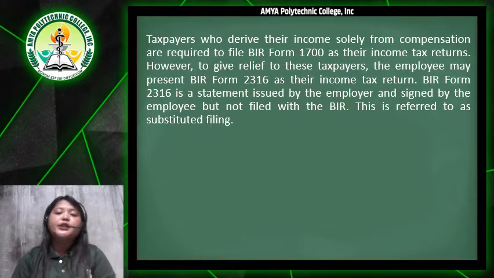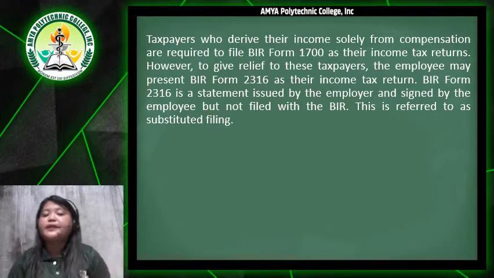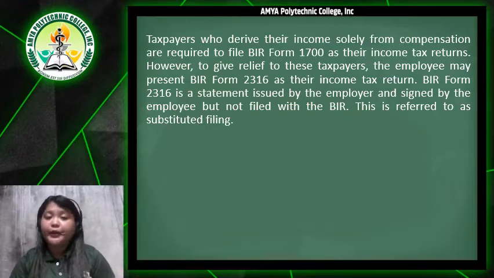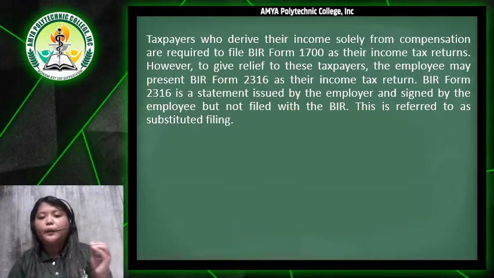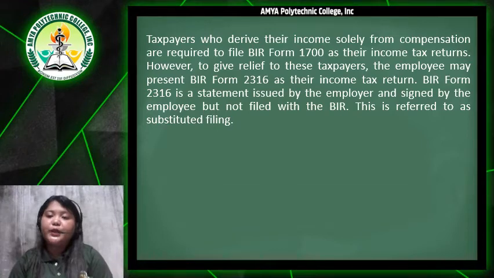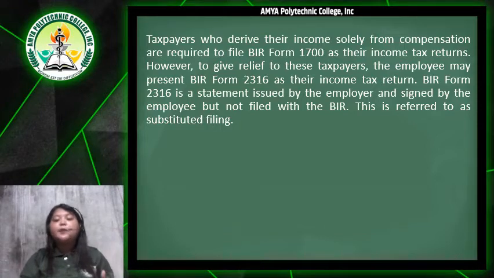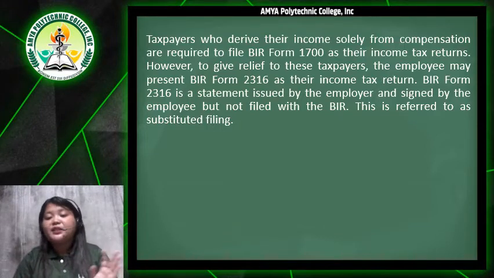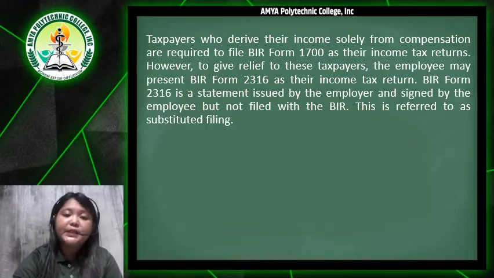So taxpayers who derive their income solely from compensation are required to file BIR Form 1700 as their income tax returns. However, to give relief to these taxpayers, the employee may present BIR Form 2316 as their income tax return. So BIR Form 2316 is a statement issued by the employer and signed by the employee but not filed with the BIR. So this is referred to as the substituted filing.